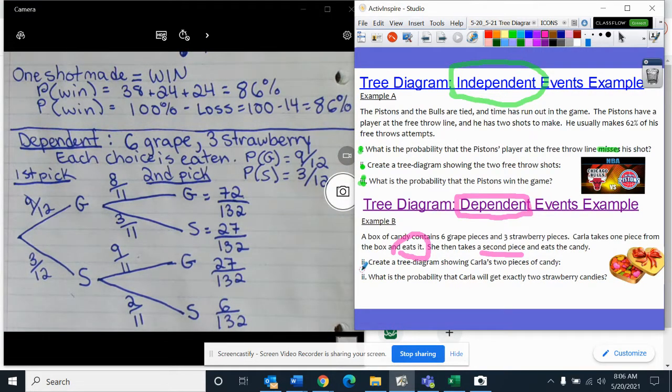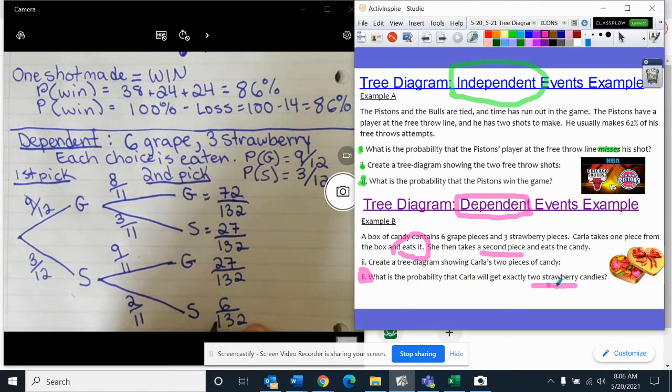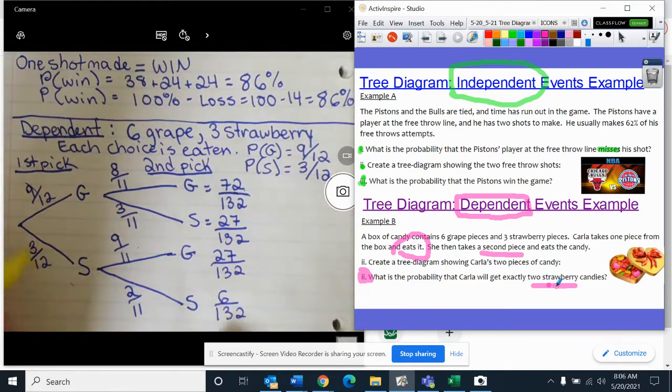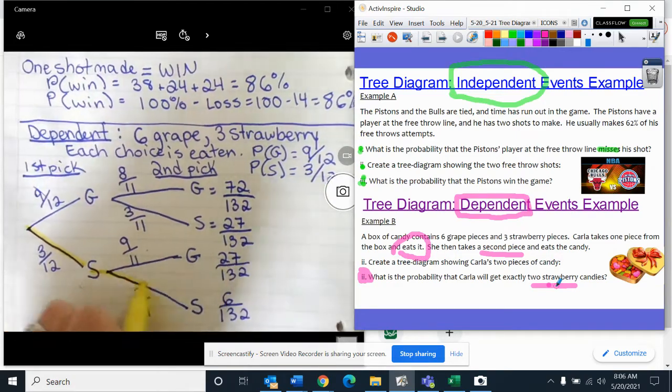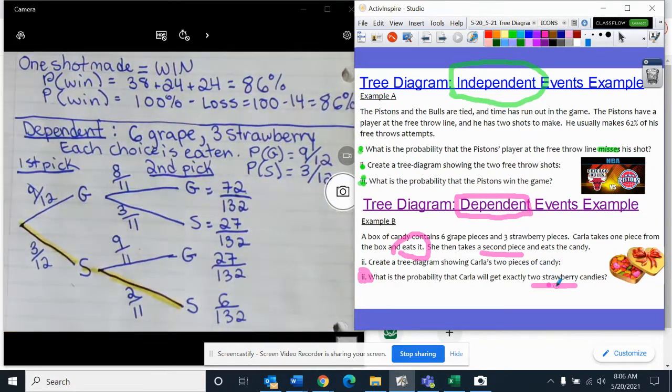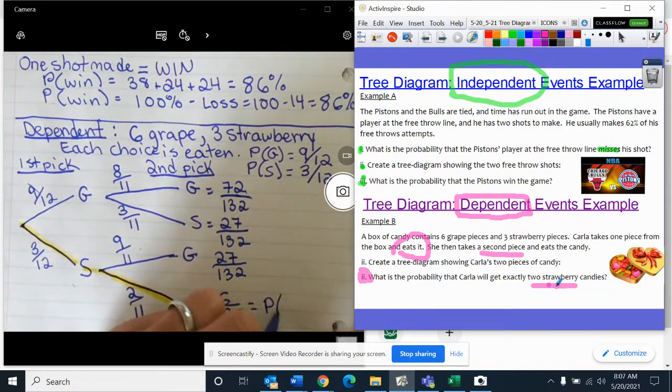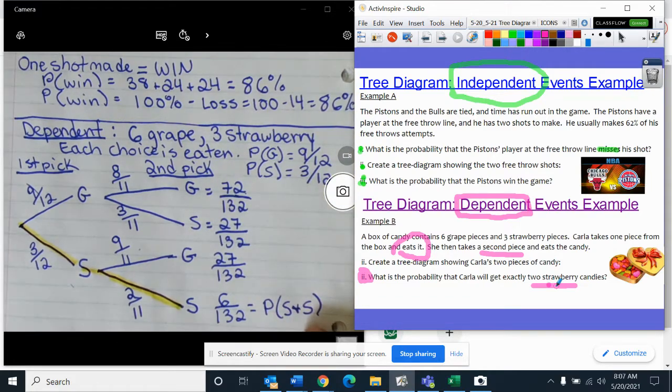Now, let's answer this question. She must be like me. I love strawberry. And so she's wanting exactly 2 strawberry candies. And we can look right here. This is the path of 2 pieces of candy that were specifically strawberry. So this is the probability of strawberry and strawberry. The first and the second are strawberry.